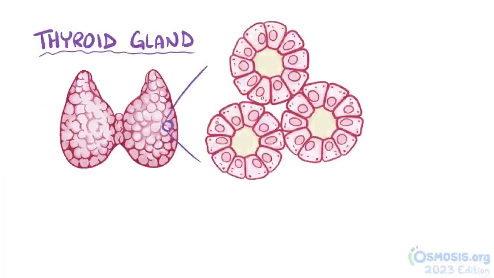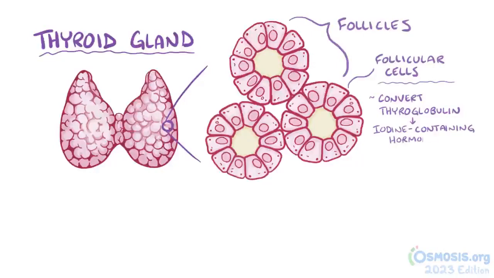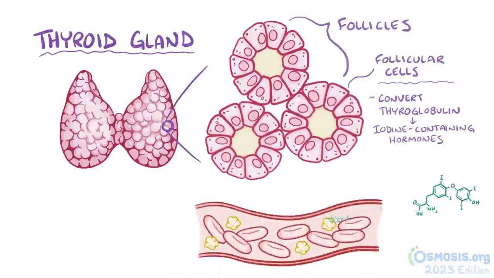The thyroid gland is made up of thousands of follicles, which are small spheres lined with follicular cells. Follicular cells convert thyroglobulin, a protein found in follicles, into two iodine-containing hormones, triiodothyronine, or T3, and thyroxine, or T4. Once released from the thyroid gland, these hormones enter the blood and bind to the circulating plasma proteins. Only a small amount of T3 and T4 will travel unbound in the blood, and these two hormones get picked up by nearly every cell in the body.